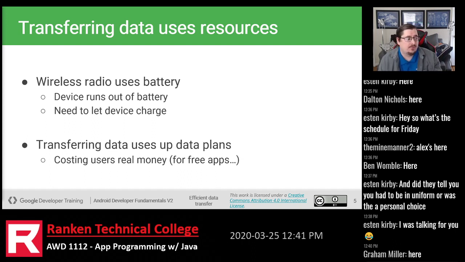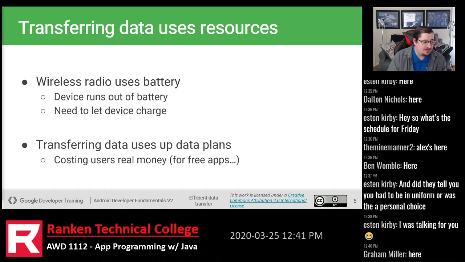So the wireless radio, anytime you communicate with the internet, it's going to use battery. We have to be careful about that because eventually the device is going to run out of battery and then the user is going to need to let it charge. That's not terribly convenient. Nobody really likes hanging around an outlet waiting for their phone to charge, or having to lug a battery around to be able to use your device. Ideally, we want our device to last for a few days and not need a charge. So it's important to make sure that we're using that data and that battery in an efficient manner.